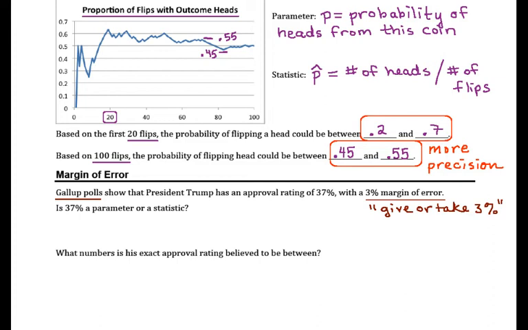So what this means is that if the poll shows an approval rating of 37%, then we believe that the actual approval rating in the whole population, which in this case is probably registered voters or perhaps all adults in the US, is 37%, give or take 3%. So because that 37% just represents those who were polled and not the whole population, we would say that it is a statistic.